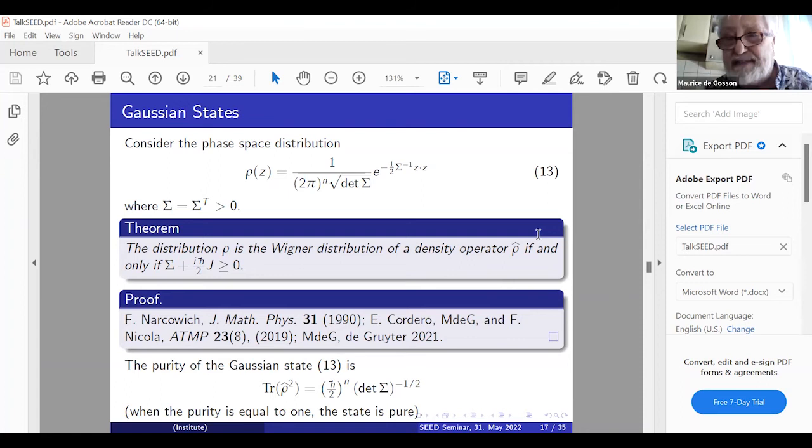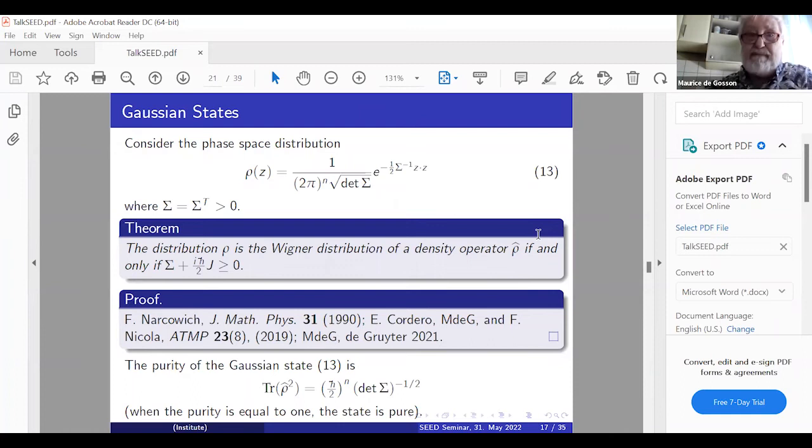Okay, so consider the phase space distribution using that formula. It's just a normal probability distribution. But it can also be viewed as a quantum distribution, provided that the quantum condition Σ + iħ/2 J positive is satisfied. So remember, I said that this condition is necessary for a Shubin operator to be a density operator. For Gaussians, it's necessary and sufficient. It makes Gaussian states very pleasant to deal with, of course.